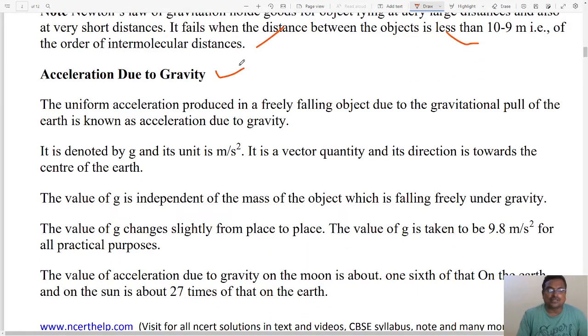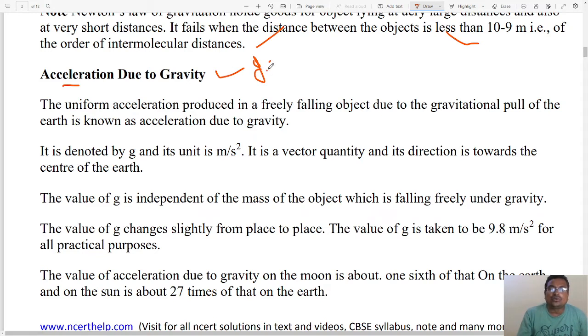Now about the acceleration due to gravity. Suppose, students, I am throwing an object. It is coming down, so it is accelerating. What do you mean by acceleration? Acceleration is the rate of change of velocity. When any object is thrown up, it comes down because of gravity and it gains acceleration because of gravity. Acceleration due to gravity is represented by small g.